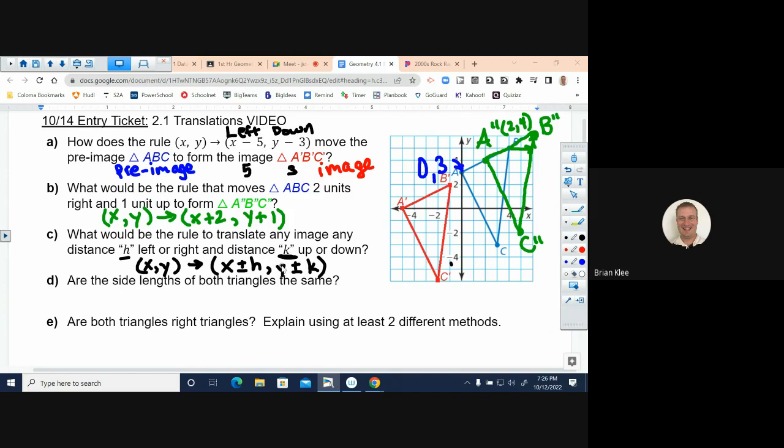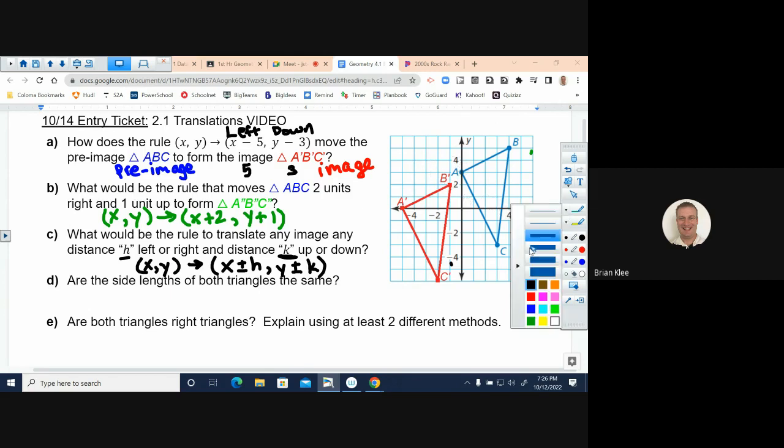All right. Next part, are the sides of both triangles the same? Let's look back at the original red and blue triangles, the pre-image ABC and the image A prime, B prime, C prime. And are they the same?